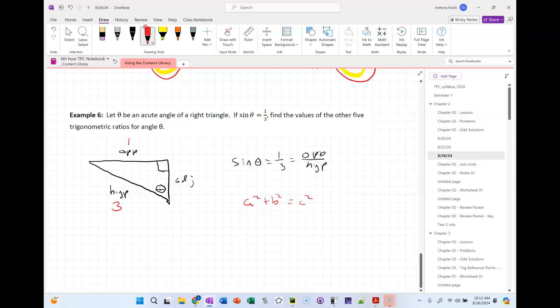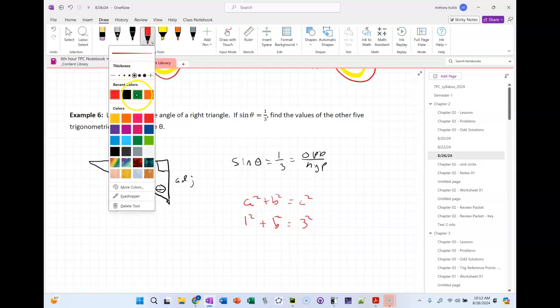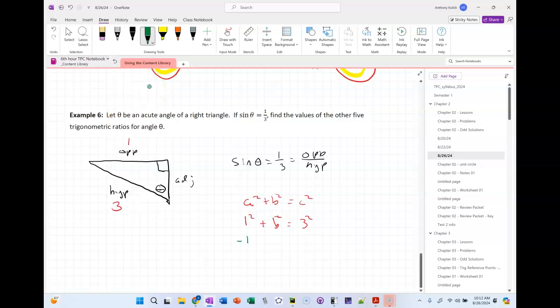What are we going to put in for a? 1. What goes in for b? Nothing. That's our variable, right? Okay, good. And c squared then is 3 squared. 1 squared is just 1. I'll subtract that from both sides to get the b squared by itself. 3 squared is 9. 9 minus 1 is 8. And then we square root both sides.